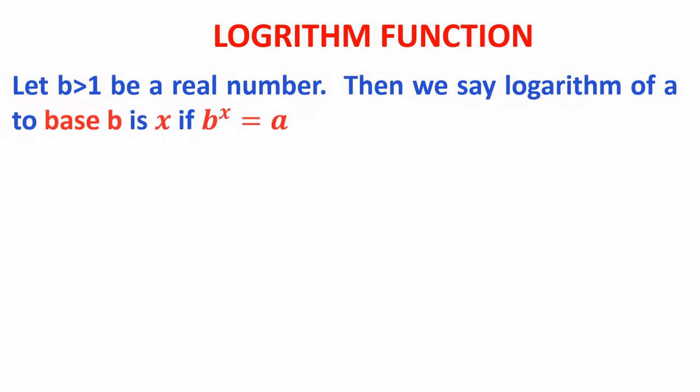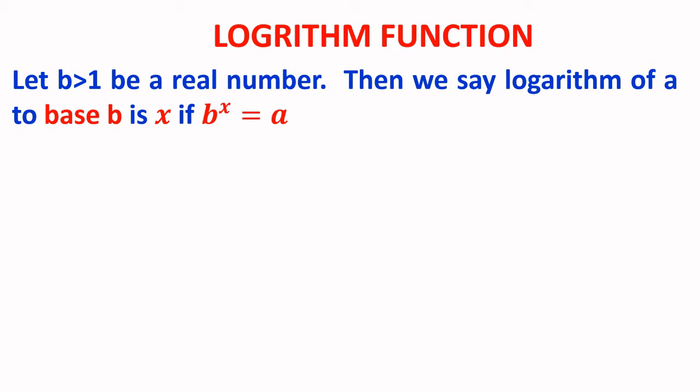Let us see what a logarithm function is. For b greater than 0 and a a real number, we say the logarithm of a to the base b is x if b power x is equal to a. When b power x is equal to a, we write log of a to the base b is equal to x. The power becomes the right hand side, the number stays the number, and the base stays the base. So log a to the base b is equal to x if b power x is equal to a.